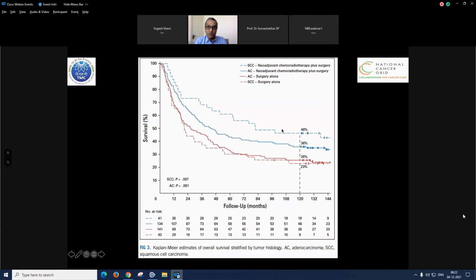And again, similar to the previous study, showing a much improved survival with squamous cancers as compared to adenocarcinomas. And what you see here is that if you give neoadjuvant chemoradiation followed by surgery in squamous cancers, you get almost half the patients being alive at 10 years. So 50% survival at 10 years with squamous esophageal cancer was something that was unthinkable a couple of decades back.